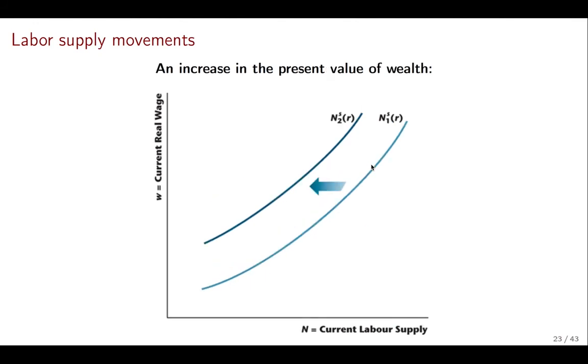Similarly, an increase in present value of wealth, now not because of the wage, but because of some other reason like lower taxes or higher profits, is going to incentivize you to just work less today. Okay, with this, we are finishing up with the consumer's problem. In the next video, we're going to tackle the firm's problem. And with that, we're going to be just one step away from our equilibrium analysis.